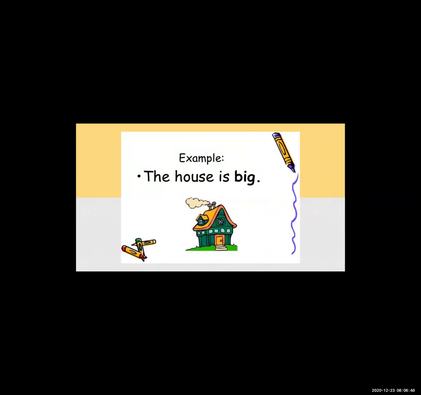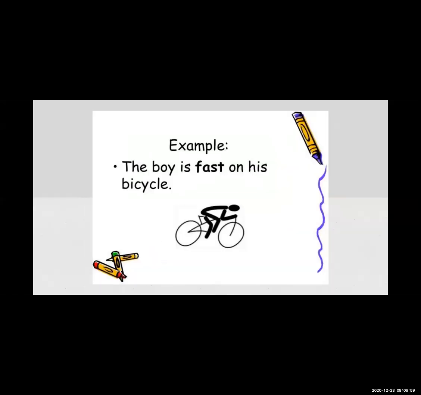Okay, next we'll move further. As we have seen in this example, the house is big, so we are speaking about only one particular house. Next example, the boy is fast on his bicycle. Okay, who is fast? Only one boy is fast. So I'm speaking about one boy. That boy is just racing. He is not racing with someone else. So that boy is fast.